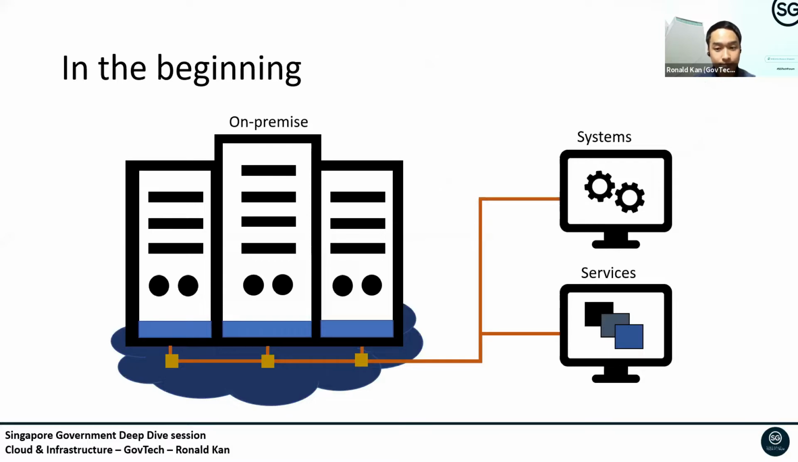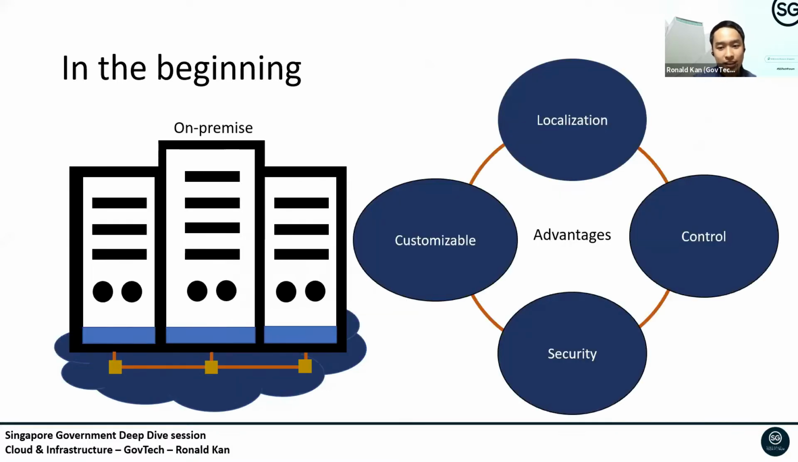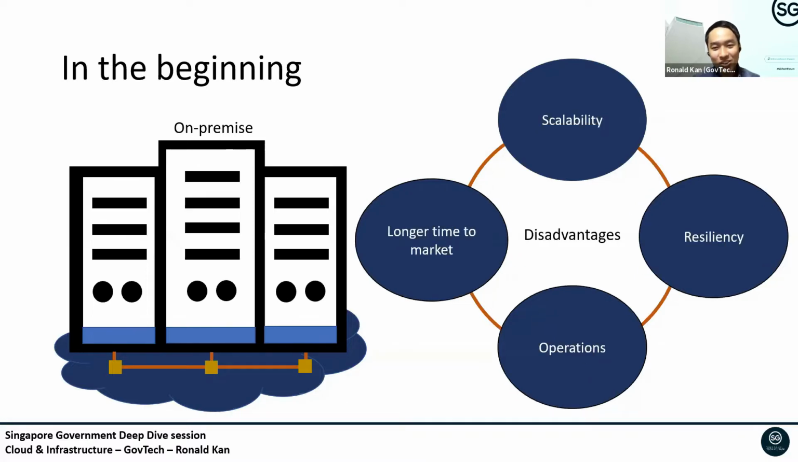By hosting on-premise, obviously there are some benefits and advantages that we can obtain. In this particular slide, you can see that the important points are data locality, which is data localization, as well as security. Obviously, these are good things about hosting on-premise, but there are some downsides. As the world progresses, it's really hard to avoid these issues, especially when we want to cater our services to the masses and allow more Singaporeans to benefit from what we have created. Issues like scalability and longer time to market are really hard to avoid.